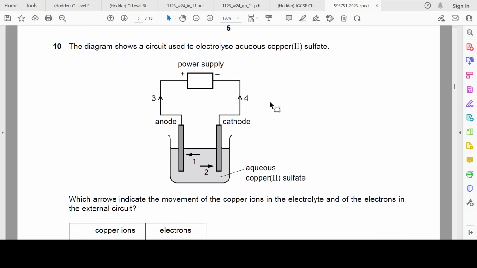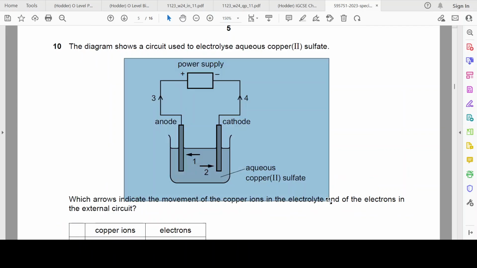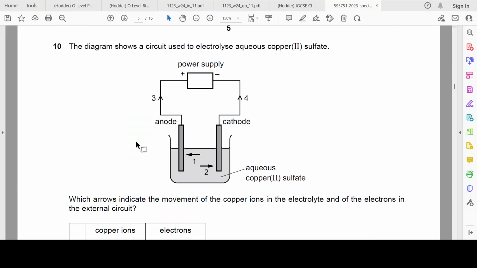So the diagram's there to trick you. Don't assume that this is correct. Only 2 of these are correct. So the electrons are coming in from the negative terminal. They're going to the cathode. This is where the copper ions are collecting. So they're gaining electrons from the cathode and turning into elemental copper, depositing over here. The anions are negatively charged, meaning they have extra electrons, so they go to the anode. They're giving up their electrons. The electrons will flow in the circuit towards the positive terminal.